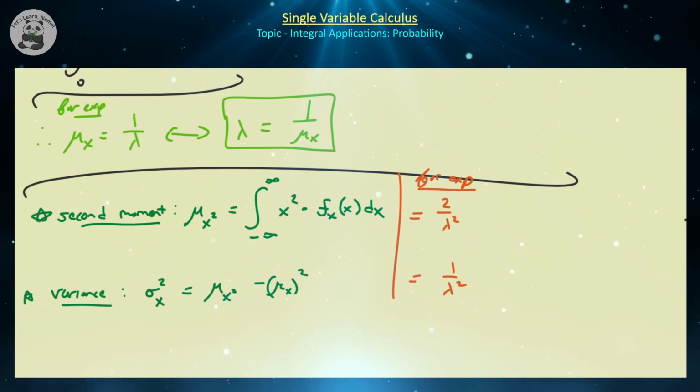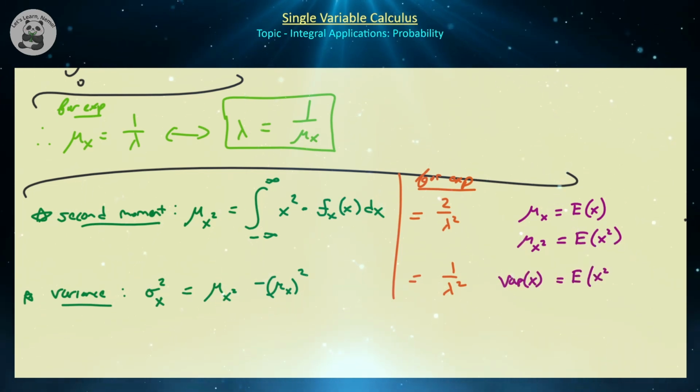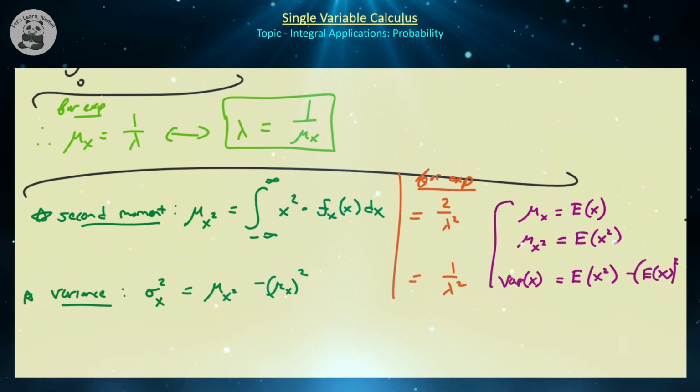And also do note that sometimes people will use a different notation for the mean. You may see them write E of x, which stands for the expected value, and similarly mu x squared will sometimes be denoted as E of x squared, and sometimes the variance will be represented as Var of x, and hence Var of x is equivalent to E of x squared minus E of x, the quantity squared. Won't be getting into the interpretation of second moment and variance, but feel free to check out my variance and probability sequence to learn more about that.